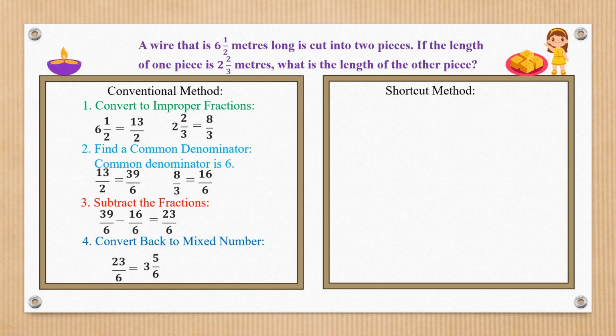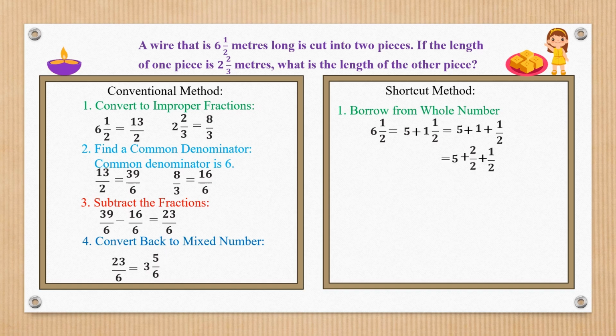In the shortcut method, be very careful to see first of all the fraction part of both. Now in 6 1/2 and 2 2/3, you know 1/2 is less than 2/3. So the method of borrowing will follow. Borrow from the whole number, and 6 1/2 will become 5 plus 1 1/2, which gives 5 plus 3/2, and you get 5 3/2. Remember, this 5 3/2 is not a mixed number.